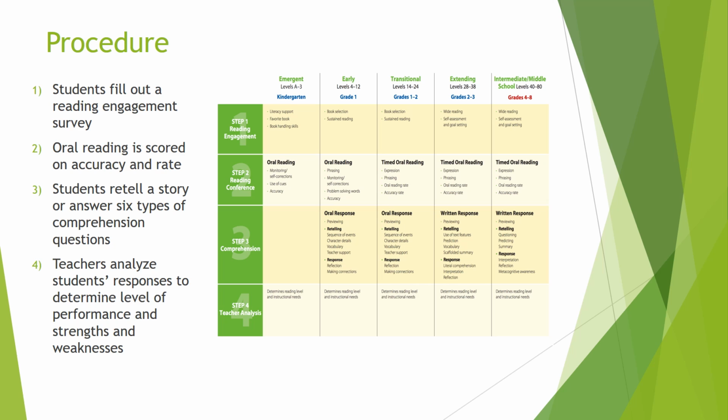Evaluation of performance for younger students depends on phrasing, monitoring and self-corrections, problem-solving unknown words, and accuracy. For older students, it depends on expression, phrasing, rate, and accuracy. The combined scores of each of those respective components compose what's called the oral reading fluency score.